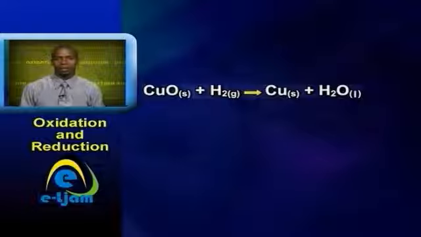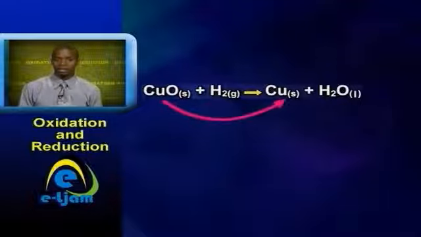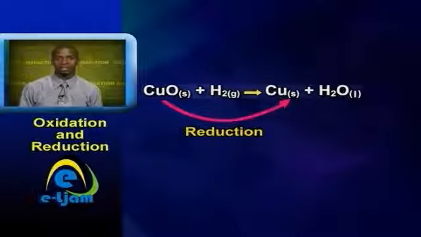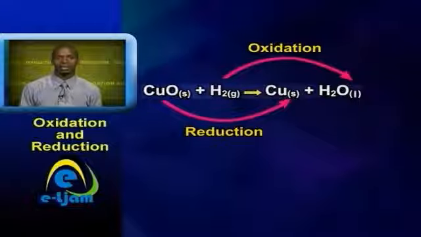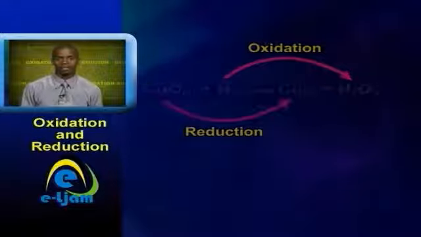Example 2. Copper oxide plus hydrogen gas to give copper plus water. Copper oxide lost oxygen, and this is reduction. Hydrogen gained oxygen, and this is oxidation. Hence, the overall reaction is a redox reaction.